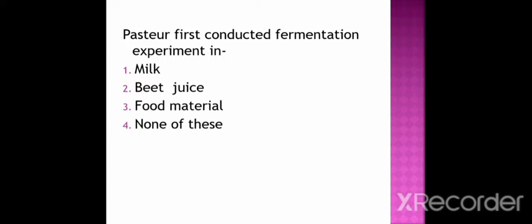The next question is, Pasteur first conducted fermentation experiment in option 1 milk, option 2 beet juice, option 3 food material, and option 4 is none of these. And the correct answer is beet juice.